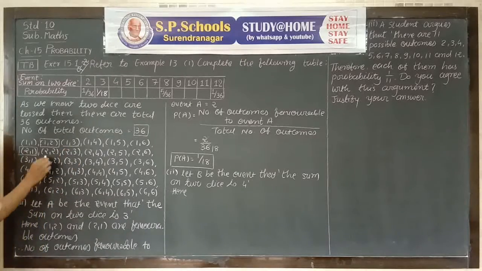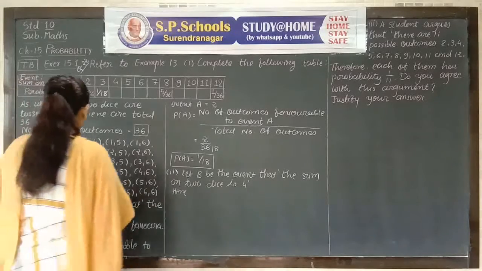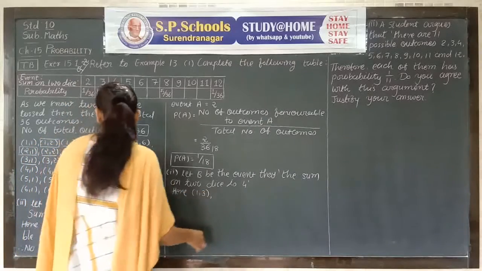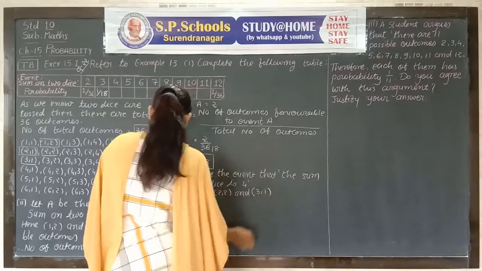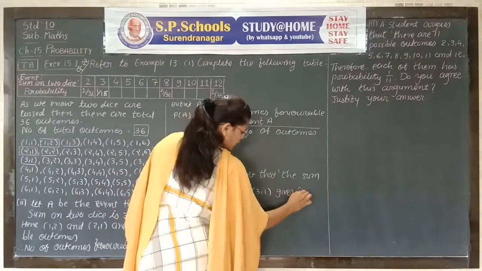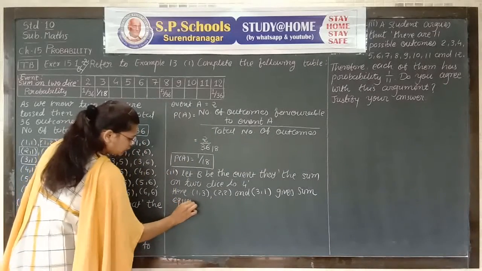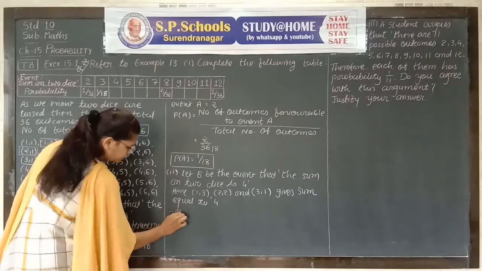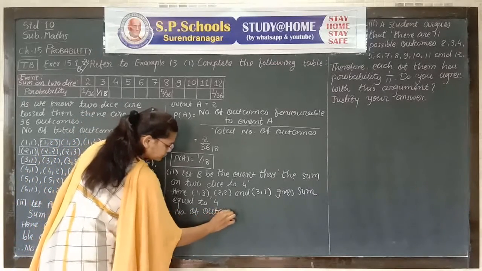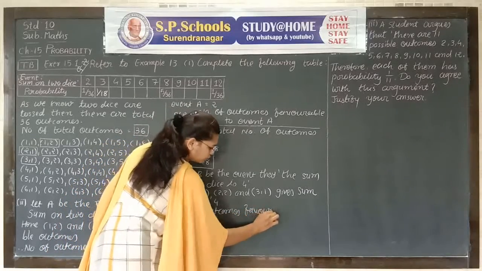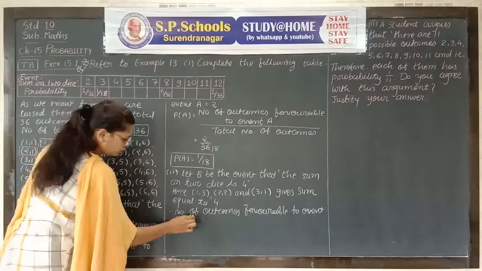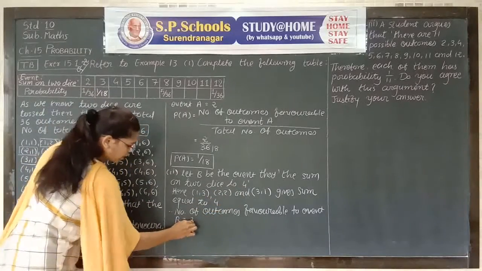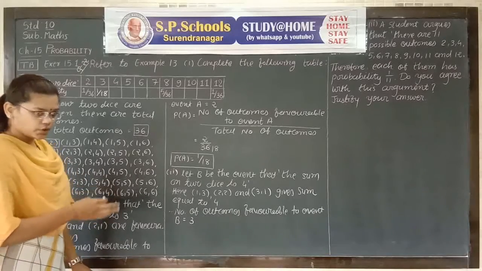1 plus 3 gives 4, 2 plus 2 gives 4, and 3 plus 1 gives 4. No other outcomes are possible. There are only 3 outcomes. Here the first is 1 3, the second is 2 2 and the third is 3 1, which give the sum equal to 4. Therefore, the number of outcomes favorable to event B is equal to 3. There are only 3 outcomes in which the sum equal to 4 is possible.